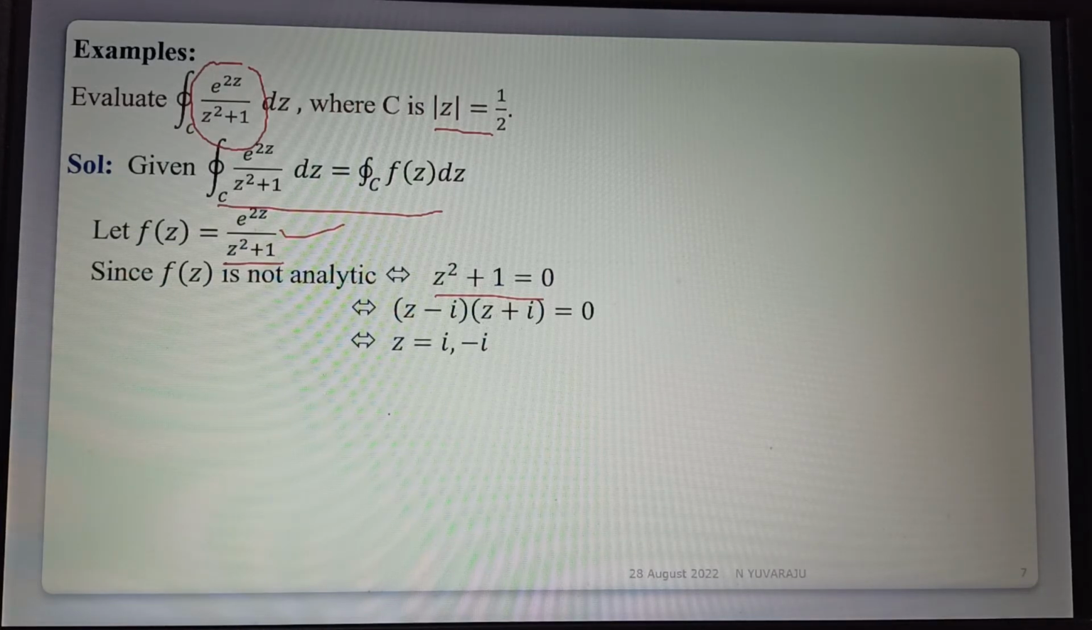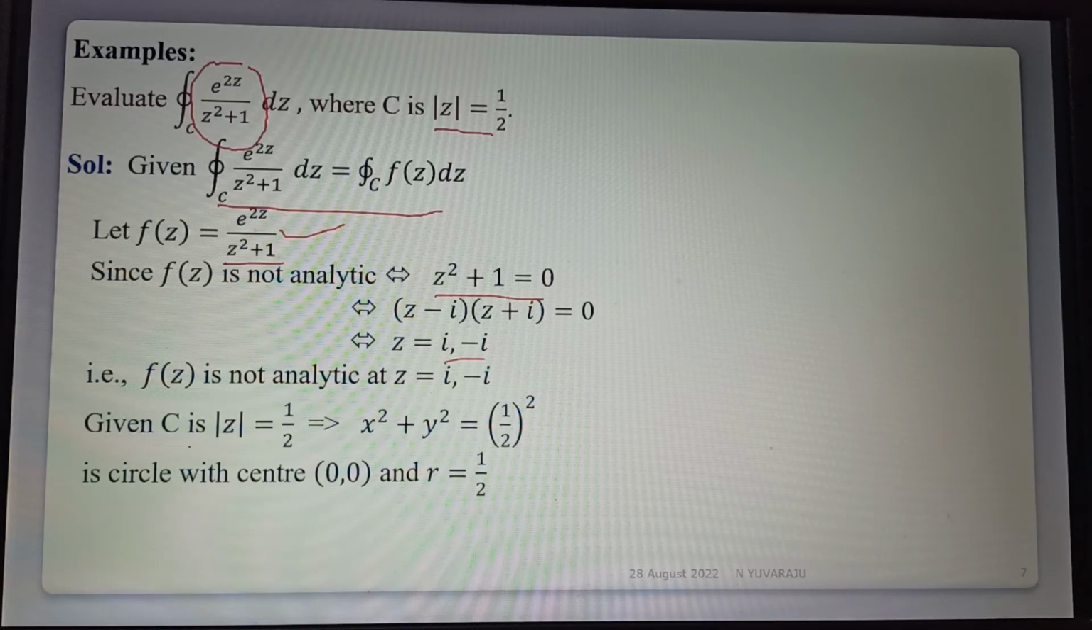Now verifying whether the points are inside or outside of the given region. This is very important. So what is the given region here? A circle. The function is not analytic at z = i and z = -i. The given circle is |z| = 1/2, that is x square plus y square is equal to (1/2) whole square, and the center is (0,0), radius is 1/2.